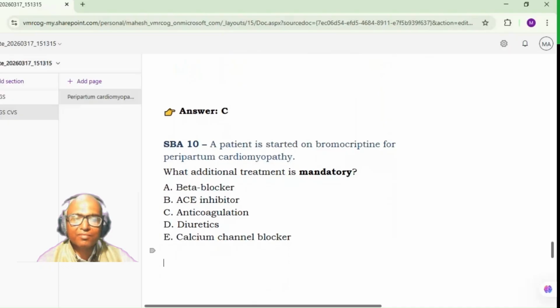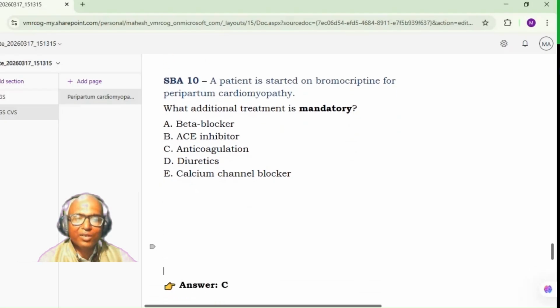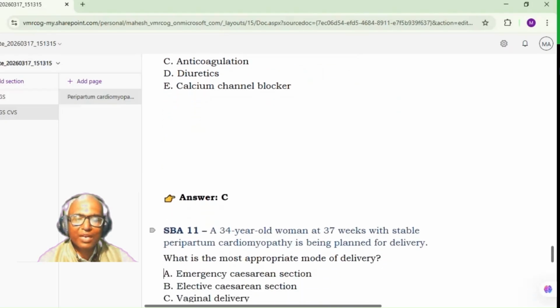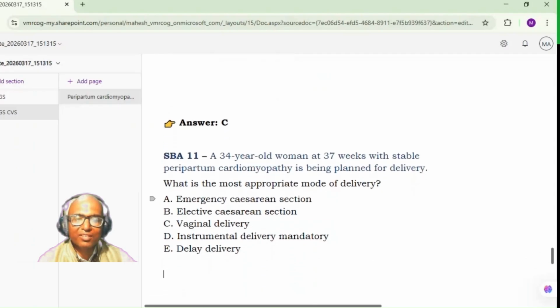Next. A patient is started on bromocriptine for peripartum cardiomyopathy. What additional treatment is mandatory? Bromocriptine along with, beta blocker? No, sir, I don't know. It is anticoagulation. The patient should be on anticoagulant. Okay, anticoagulation. Next.